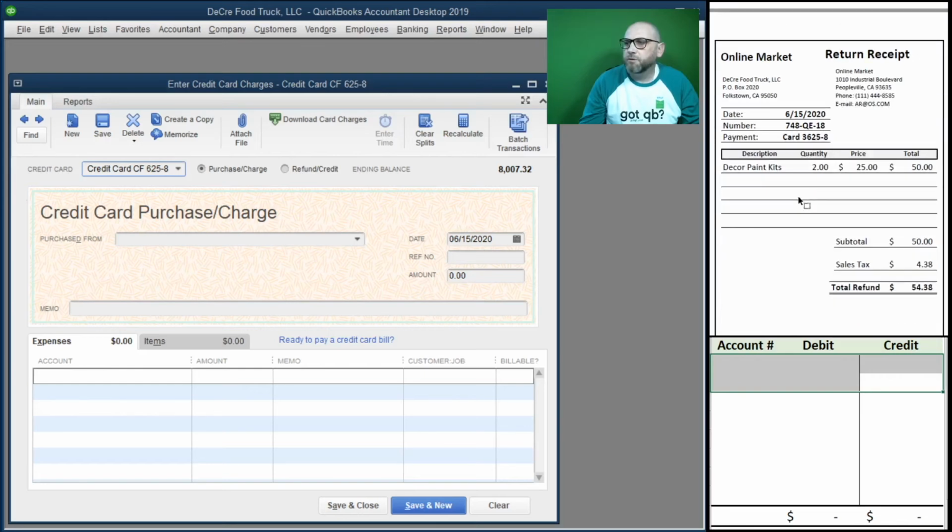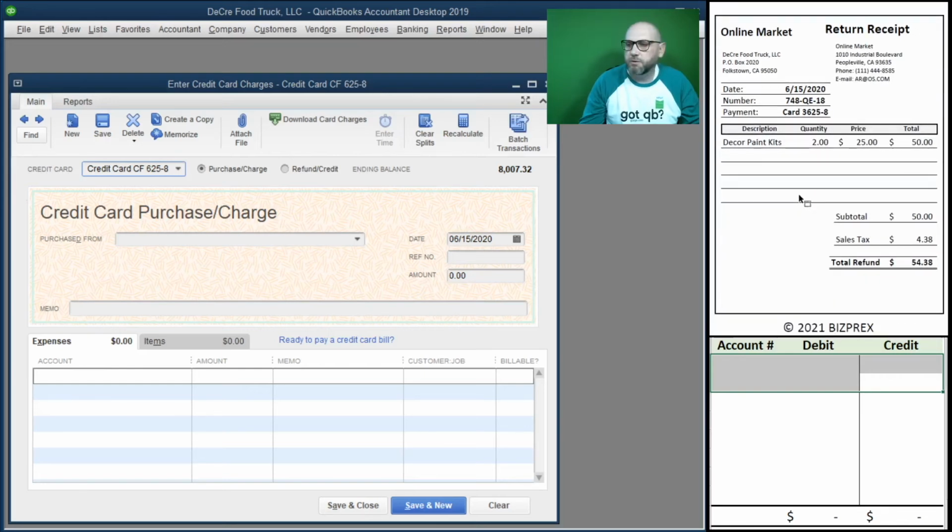Oh, and we have a return, right? Remember we bought DeCre paint kits for 4th of July and we didn't use all of them. So we're going to return some of them. So again, remember when we do returns, we click this button right here and it will switch the windows. Right now, this window acts as a credit. We talked about it, right?